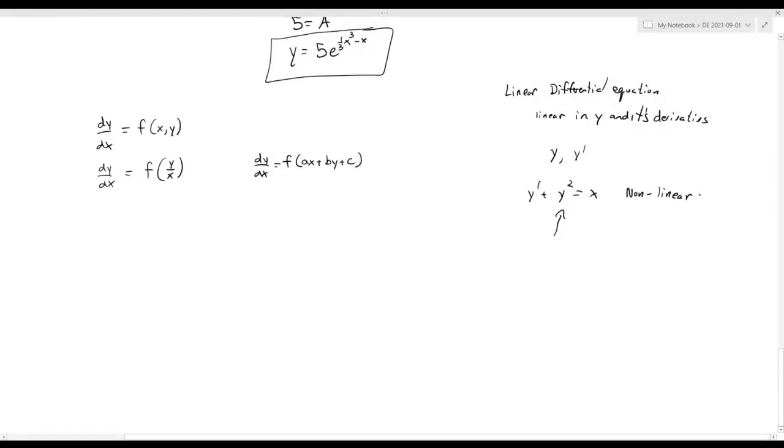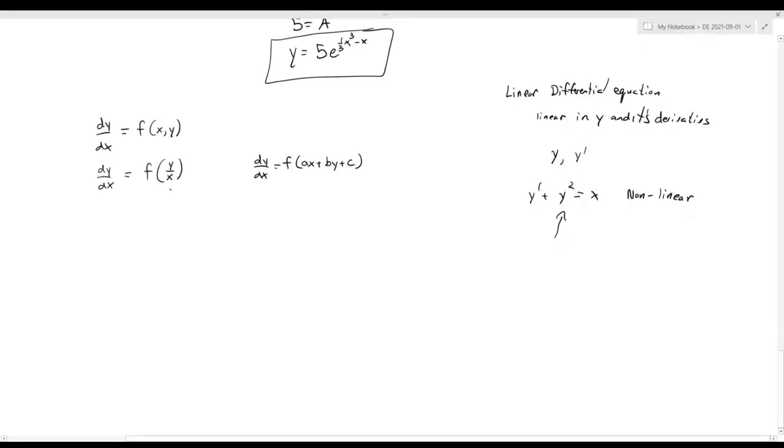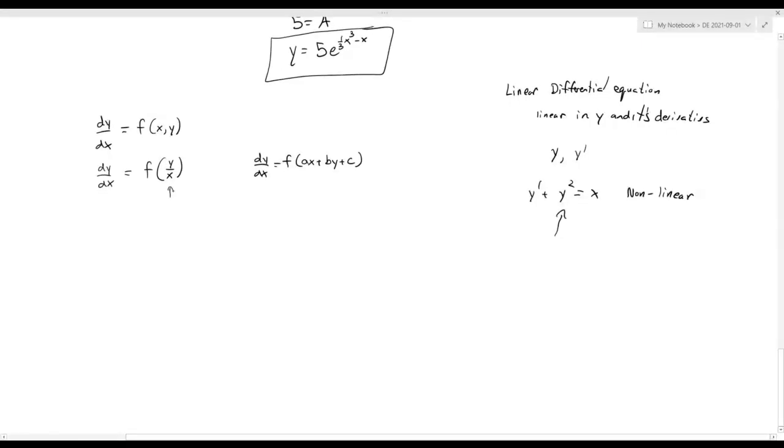Can you explain the difference between homogeneous and non-homogeneous? So homogeneous, for now, because the word is used often in math to mean different things, just means that the right-hand side over here can be written as a function of the ratio of y to x. But we can talk about, if your professor does later on, homogeneous at different degrees.